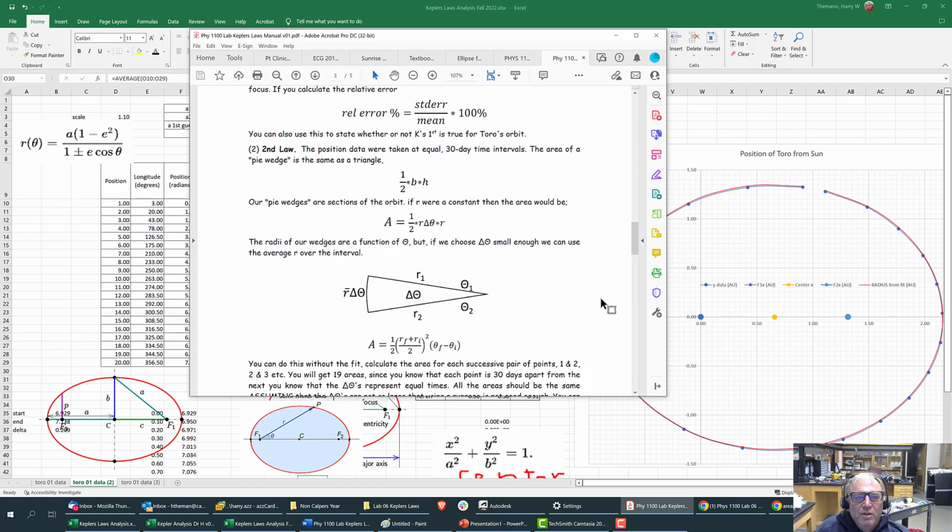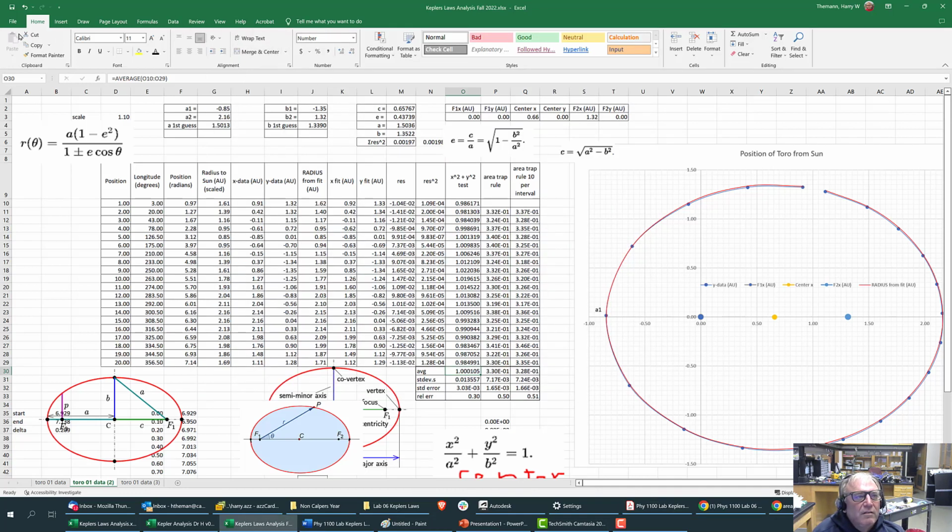So we know each of them is a 30-day interval. And so then we know the delta theta for each one of our little pi wedges, if you will, which is just simply, if I drew, well, let's go take a look here.